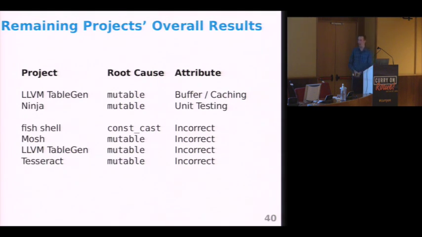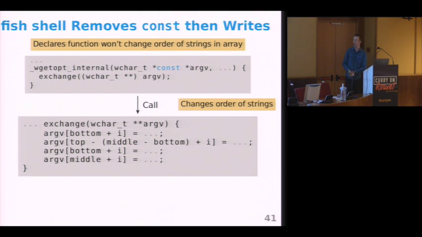Now, with the remaining projects, the majority of them, that is 4 of the 6, were not logically immutable. So for an example of that, first we'll look at fish shell. This one simply removes the constant writes. So this get_opt internal helps in handling command line arguments. The const up there should say that the order of the strings in the array should not change. Then it casts away the const to call an exchange function. And what does the exchange function do? Well, it changes the order of the strings, therefore violating that const and your expectations.